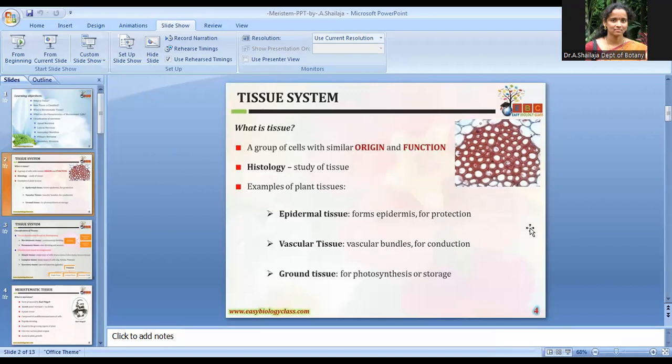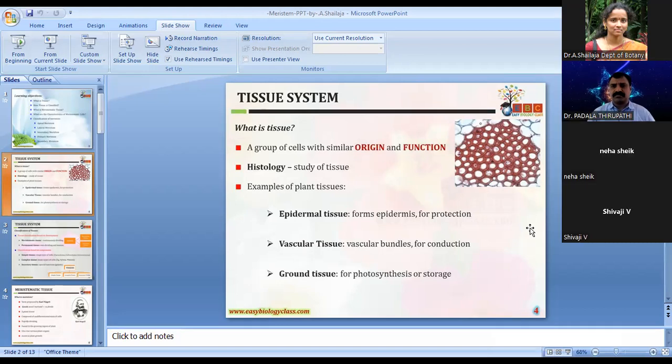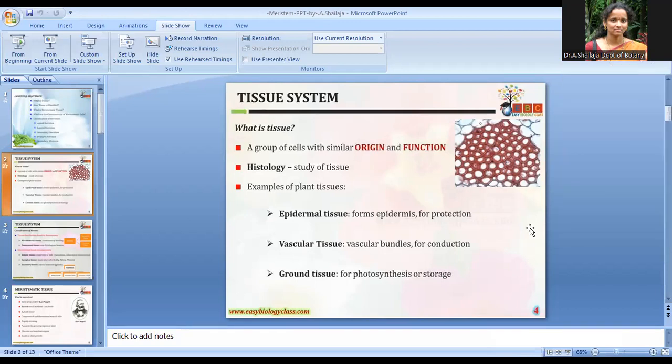A tissue is a group of cells. All living organisms are made up of cells. A group of cells with a similar origin and function is called a tissue. So what is histology? The study of tissue is called histology. Some examples are given in this slide: epidermal tissue, vascular tissue, and ground tissue.